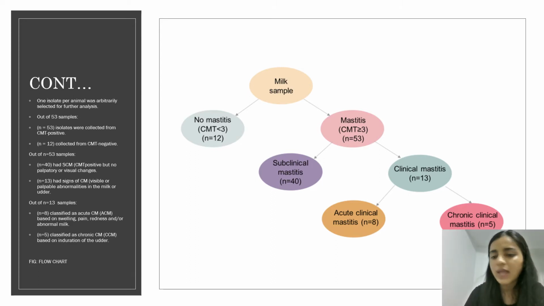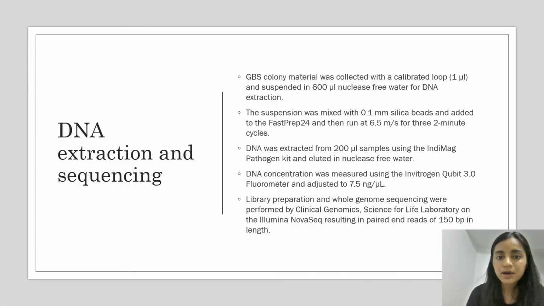Acute one is, everybody knows what acute means, for a shorter duration of time. So acute clinical mastitis was in 8 camels, and the chronic was 5 camels in that category. Here I can show you, from this flow chart, how the milk sample was further classified for the disease.